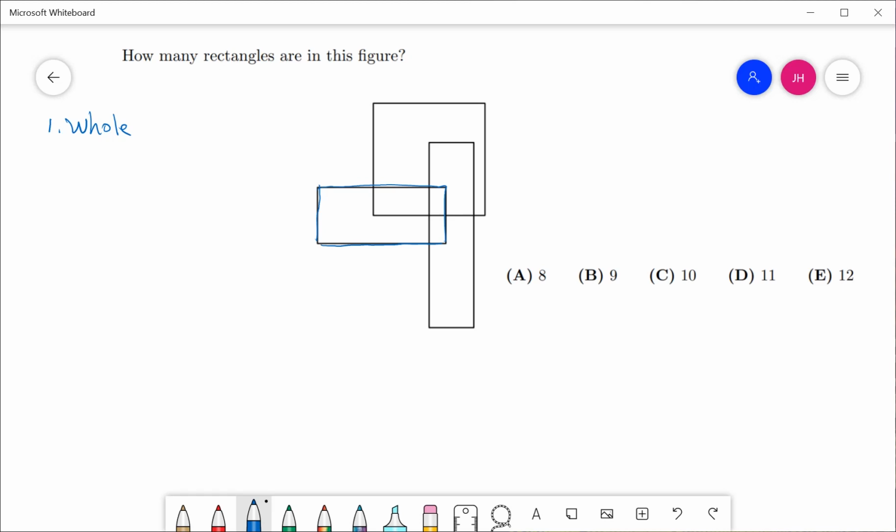So let's call this whole rectangle. This is not a formal terminology. I just named it randomly so that we can properly subcategorize this problem. And we know that there are three, right? So this is a big rectangle here, and this is a big rectangle here, and this is a big rectangle. So these three are easier to recognize.